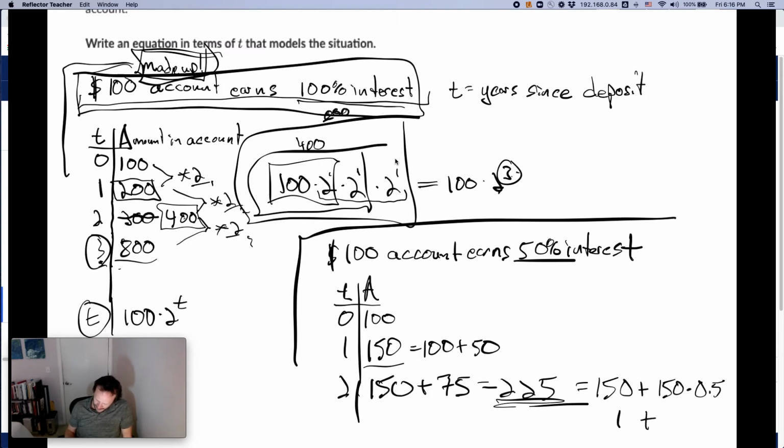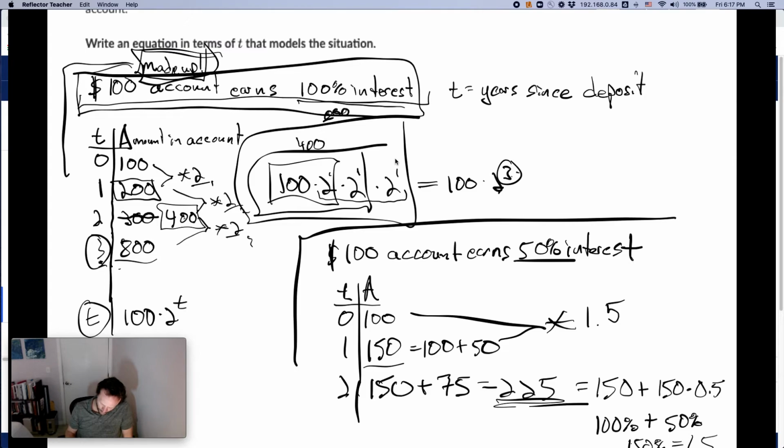100 and 50. 100%. Oh my gosh. 100% of the original amount and 50% of the original amount, which is 150% of the original amount, or 1.5. Oh, so you're saying we could just multiply here by 1.5. Where'd that 1.5 come from? Right here. So we're multiplying by 1.5 over and over.